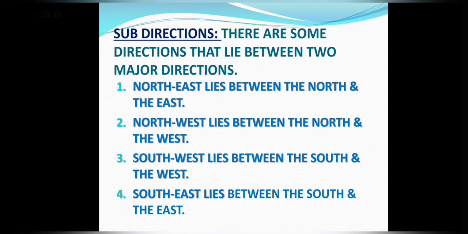Subdirections. There are some directions that lie between two major directions. The first one is northeast, which lies between the north and the east. Northwest lies between the north and the west. Southwest lies between the south and the west. And southeast lies between the south and the east.